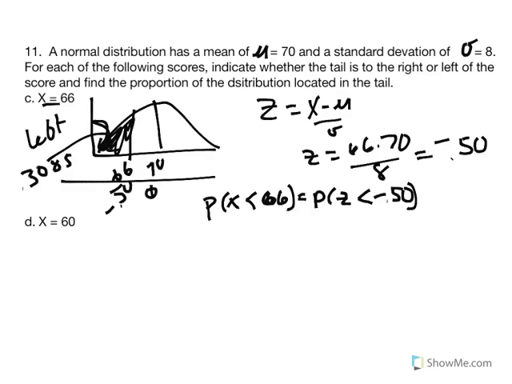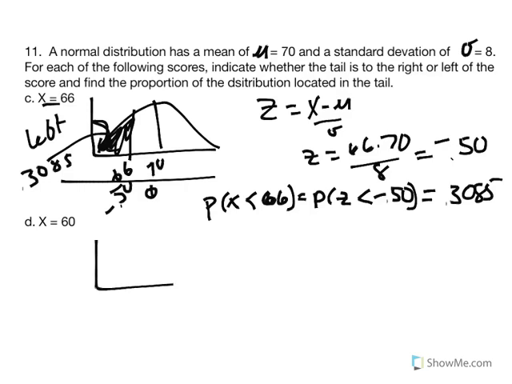So for the probability of obtaining an x value less than 66, there's a 30.85% chance, or 0.3085 of the distribution. That proportion of the entire distribution is represented by x values below 66, or z values less than negative 0.5.